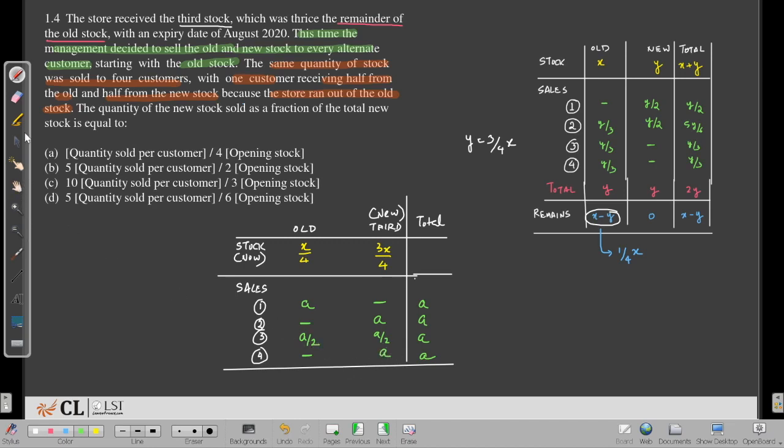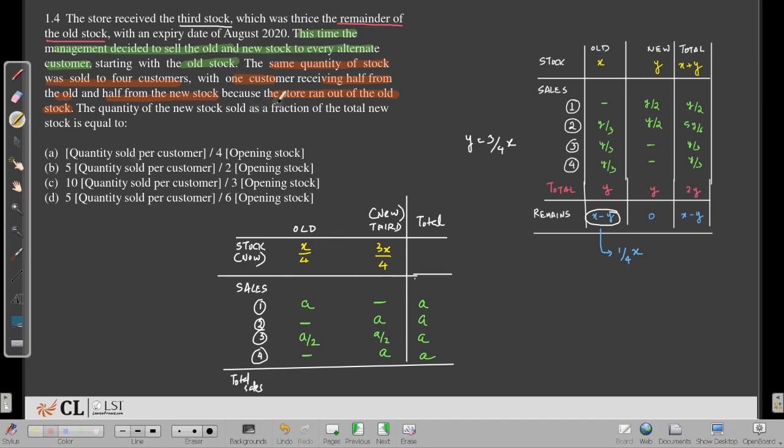So that is the information that's here. We can probably look at the total sales in this case, but before that, we can actually write everything in terms of X. Look at this, for example.